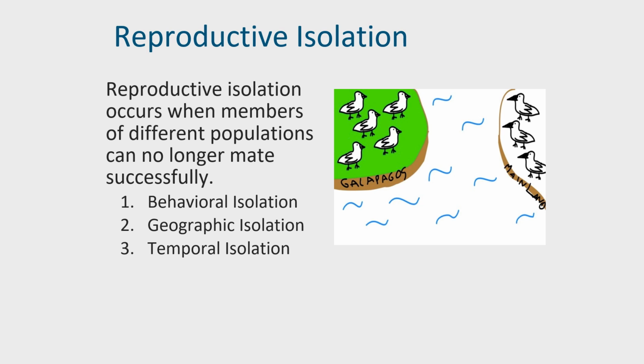There are three types of isolation: behavioral, geographic, and temporal. In order to determine the difference between the three, we must use the English language to help us with that description. We're going to cover each one on the following slides.